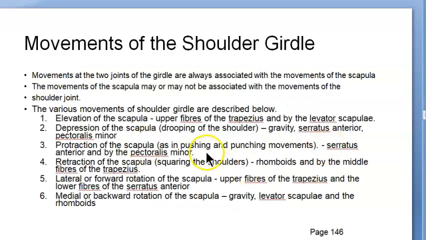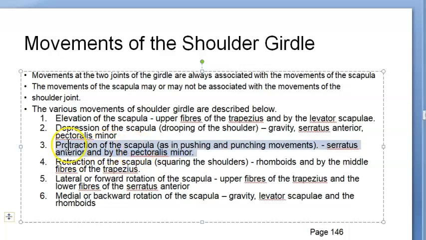Along with one more anterior muscle they have written, you're punching somebody in front of you. For that you need serratus anterior and pectoralis minor just to move the scapula, remember. Other muscles will be there to punch somebody, but for scapular protraction you need serratus anterior and pectoralis minor. Now let us go to retraction of scapula.